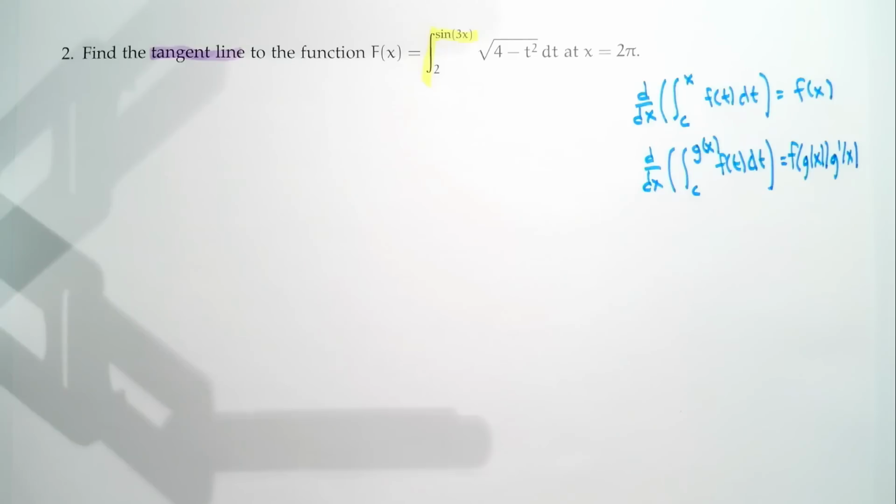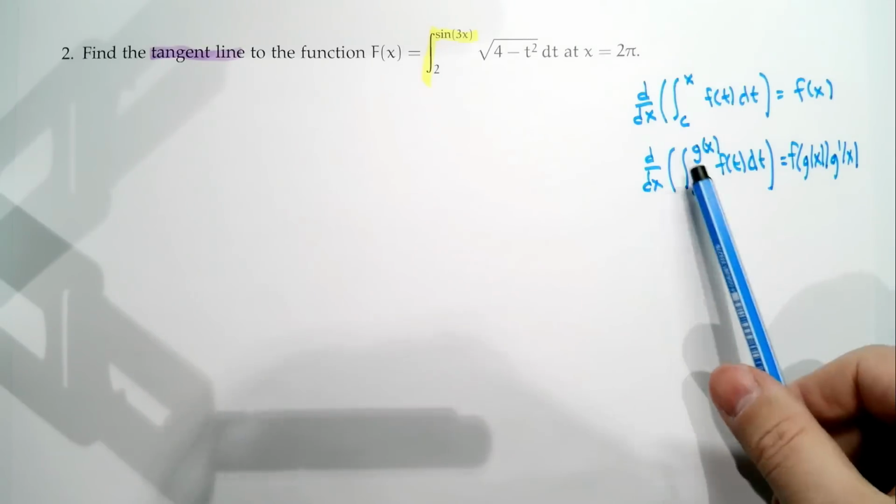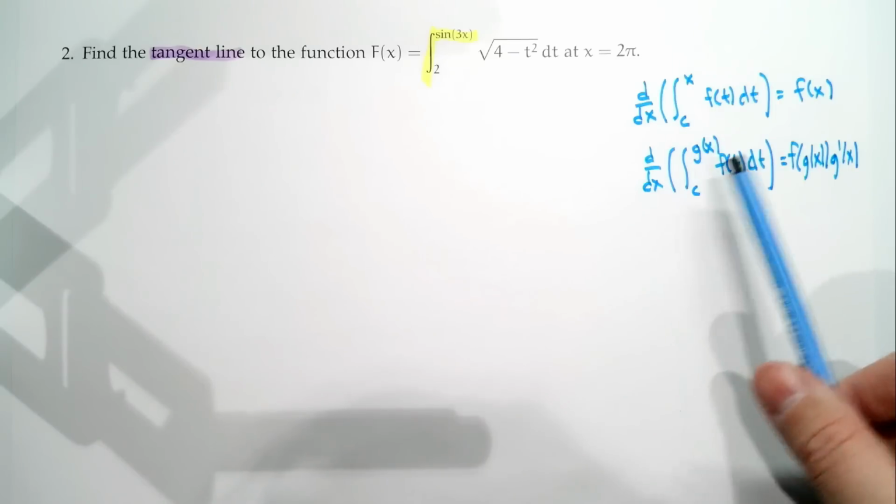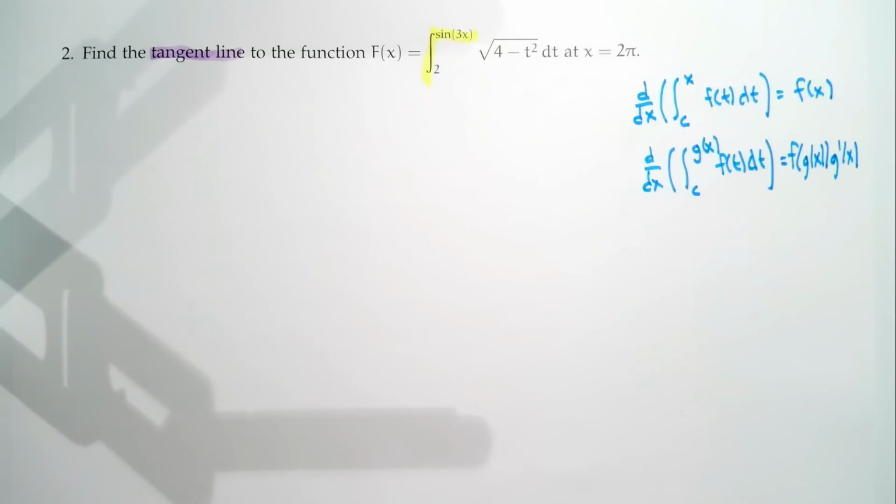Because remember, the chain rule says take the derivative of the outside, but now you plug the inside in. g of x is the inside function, and so you plug g of x into f times the derivative of g. So by looking at the problem, we already pulled out that we need to focus on these pieces.